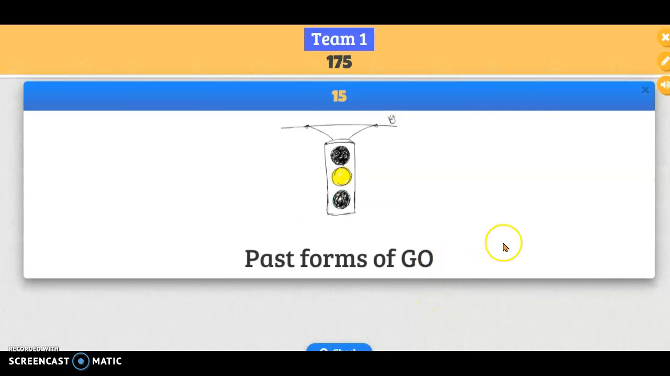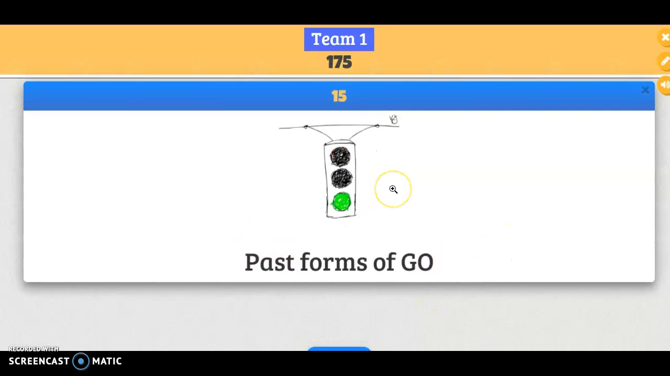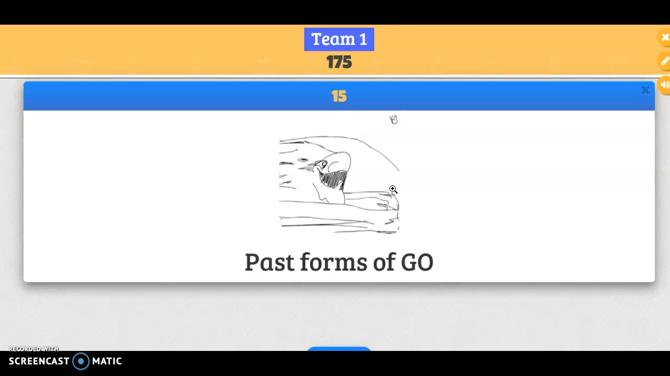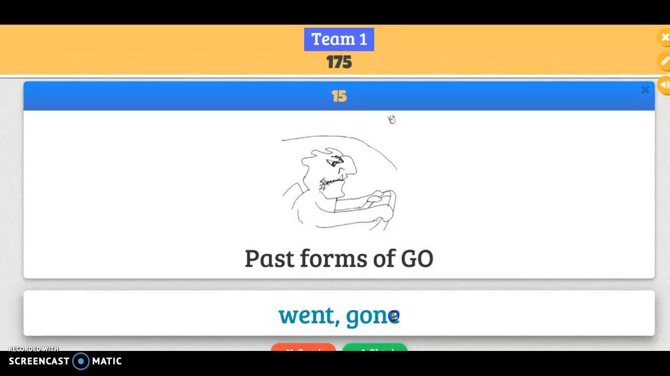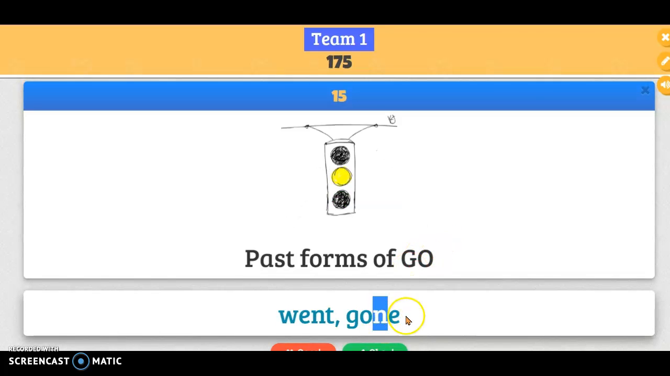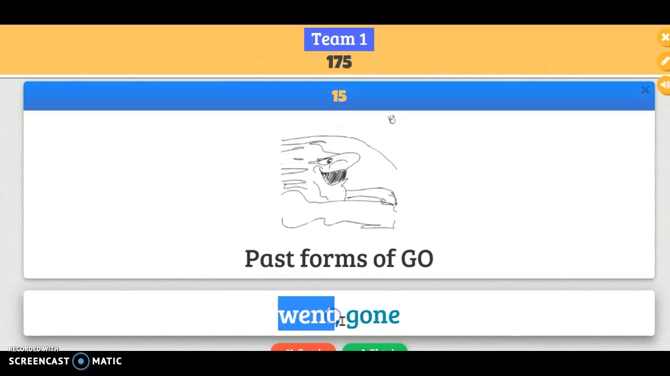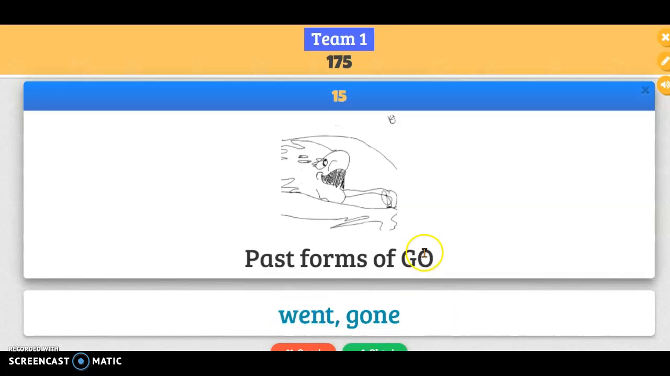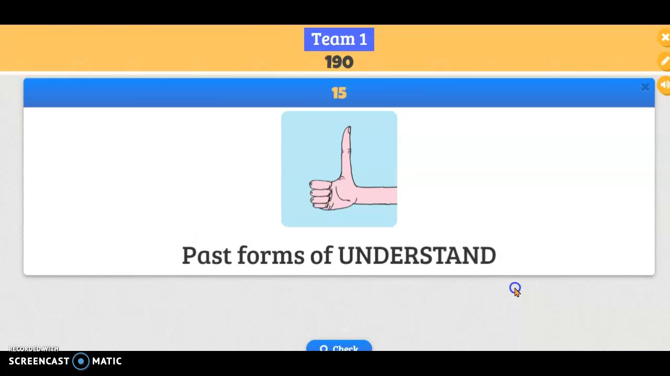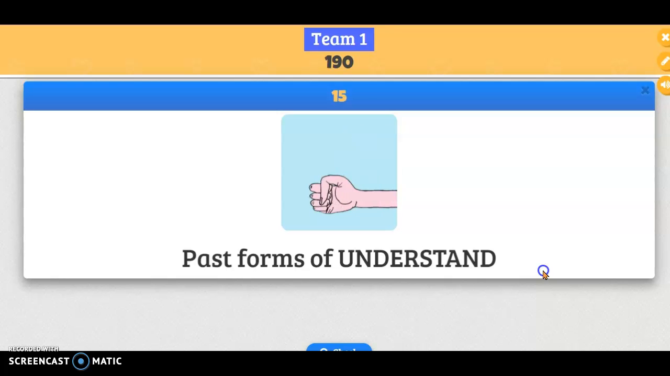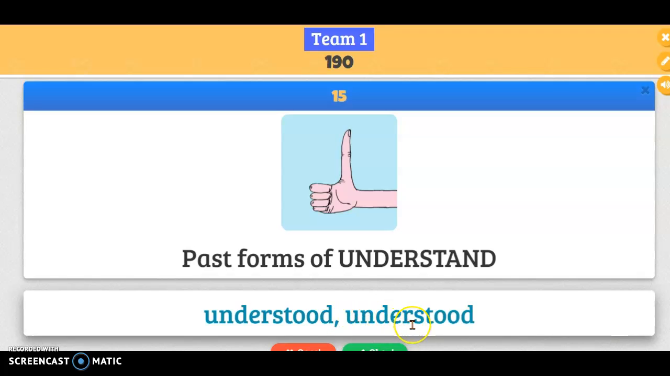Next we have go. When you're at a traffic light, go. When it's green, you go. So went and gone. Again, we have an N at the end in the past participle. But it's important for you to remember the simple past that is a little bit different. Go, went, gone. Understand. Remember we saw this one, right? Understood, understood. Good job.